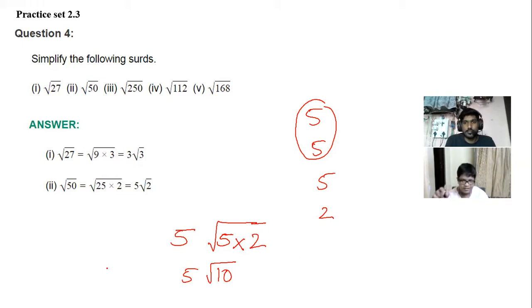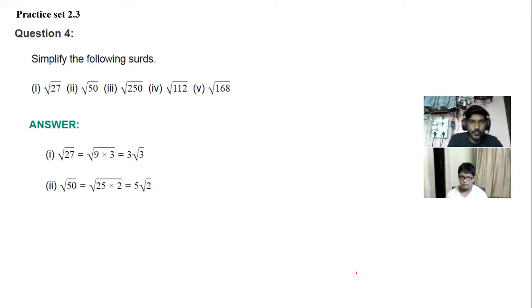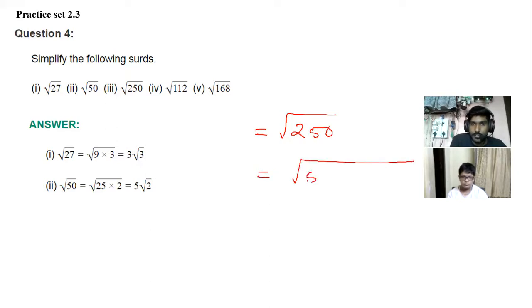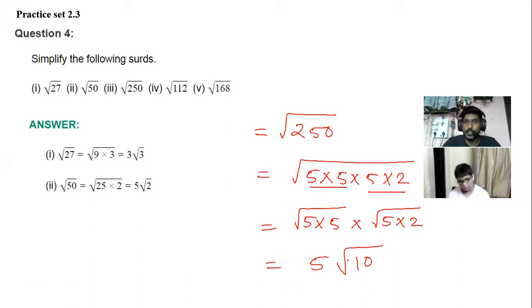How will I write that in the root section? Yes, I'll write it and show it to you. So first you write it like this: root of 250. Then you write inside the root, 5 into 5 into 5 into 2. And then you separate the common one like this. So root 5 into root 5 into 5 into 2. So this will become 5 and that will become 10. So 5 root 10. Is it clear? Yeah.